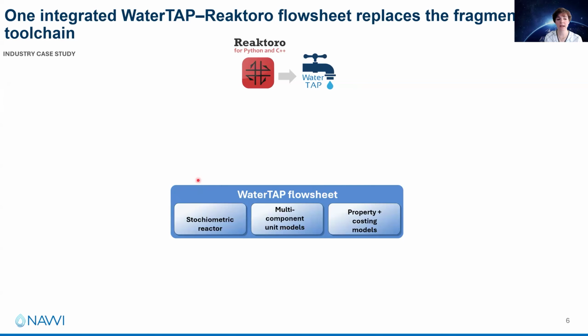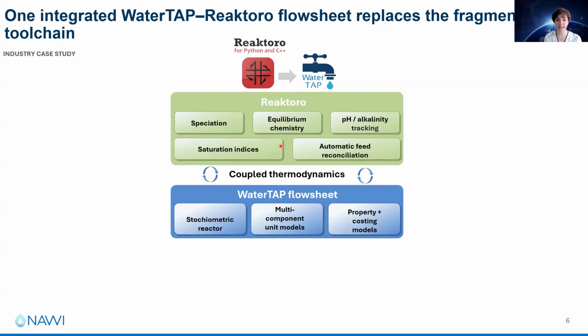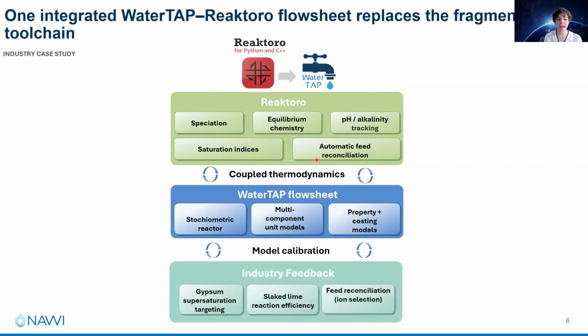In the WaterTAP flowsheet, we have a stoichiometric reactor, multi-component unit models, and property and costing models. It solves all your unit model processes at the same time together. And we couple that with our thermodynamic engine, Reaktoro, which comes with speciation, equilibrium chemistry, pH and alkalinity tracking, saturation indices, and automatic feed reconciliation. We solve these two simultaneously together.